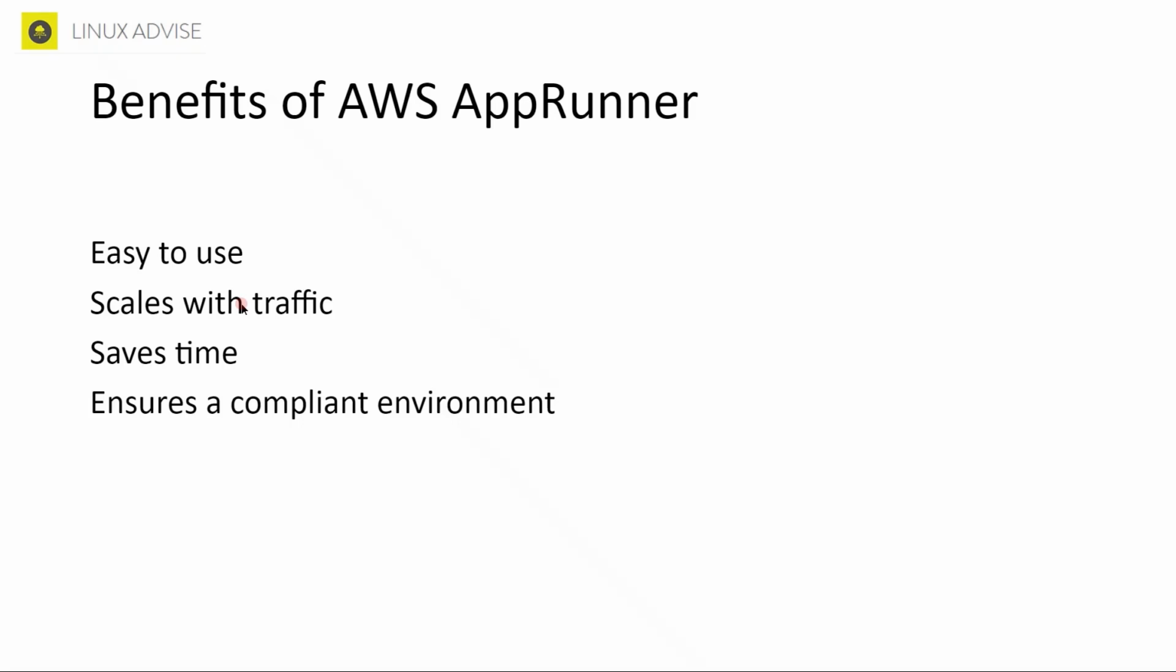It also ensures a compliant environment. By default, AWS App Runner gives a public URL which is accessible to everyone. But in case you want to secure your application, which is true in most cases, there is an option to select a VPC and launch the application within that VPC and control who can access it and how. Other components like RDS, caching, and SQS can also be integrated as they are compatible with the VPC.